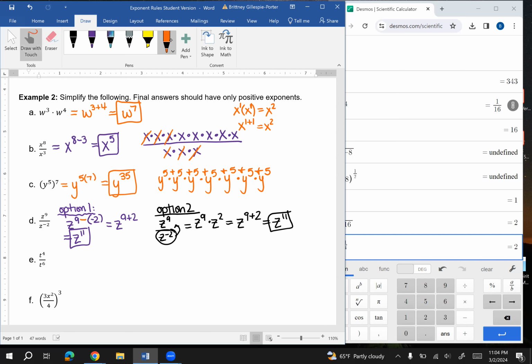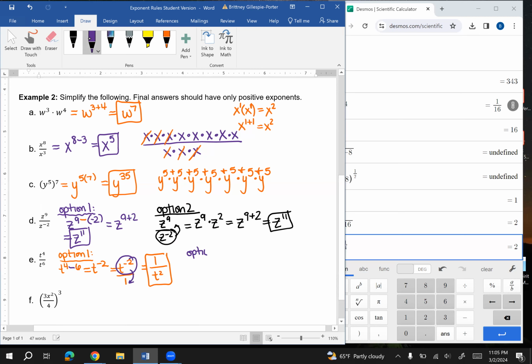Same thing on part E. We also have 2 options. Actually, there's more than that. I'm only going through 2. Option 1 goes straight forward. We would take t to the 4 minus 6, which gets us t to the negative 2. But remember that we cannot have negative exponents. We want only positive exponents. Any whole number can be rewritten as a fraction over 1. We're going to move this to the bottom to make its exponent positive and get 1 all over t squared.